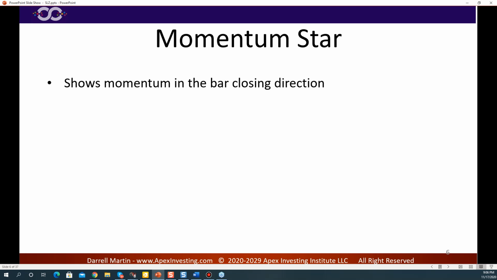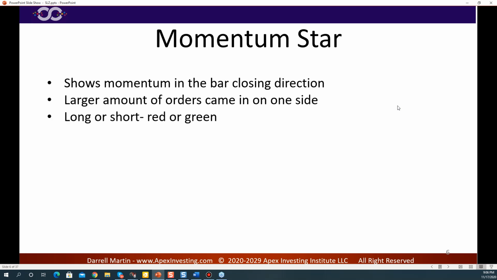It'll either be a red star or a green star, but it shows momentum in the bar, the direction the bar is closing. So a larger amount of orders came in on that one side. It could be long or short, red star or green star, and I'll show you some examples of those.